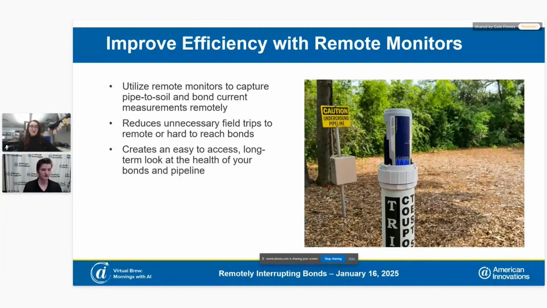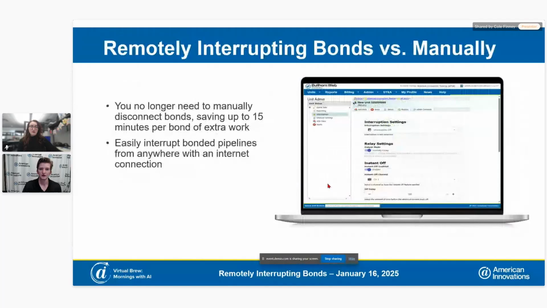Especially if you're using our 520 interruptible bond monitor, you'll be able to capture the pipe to soil measurements for your pipe, the bonded structure, and your shunt current measurements, all with just one button click. Be able to capture all of those measurements at once. And also a really big additional value from using a remote monitor and improving that efficiency, like I was talking about, is you don't have to manually interrupt your bonds anymore.